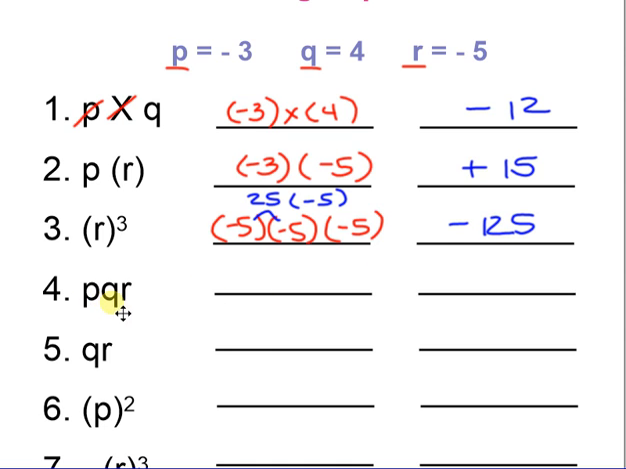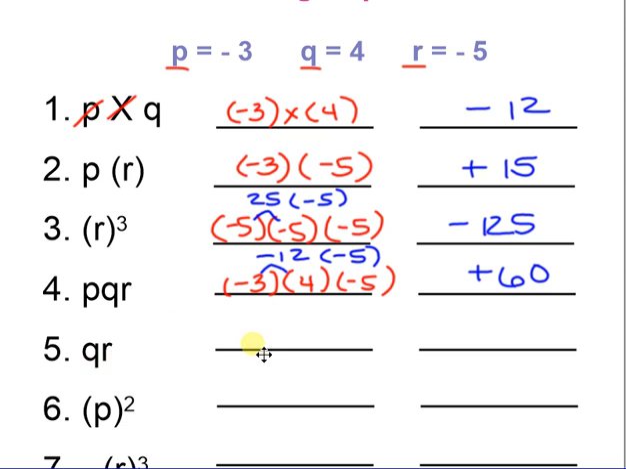Okay, here we have P times Q times R. So this is P is going to be negative 3, Q is going to be 4, and R is negative 5. Now, we're going to solve this the exact same way as when we solved with the exponents, okay? Take the first two first. Negative 3 times positive 4, that's going to be negative 12. And then bring over the negative 5. Negative 12 times negative 5. Well, negative times a negative, that's going to be a positive. 12 times 5 is going to be 60.